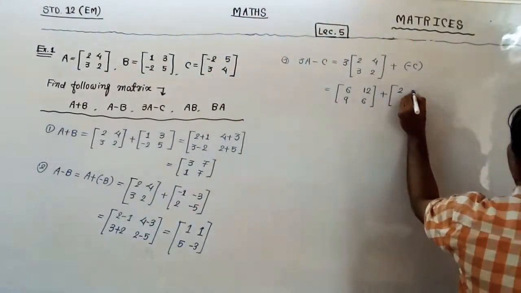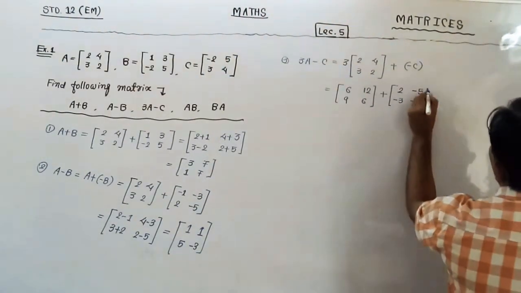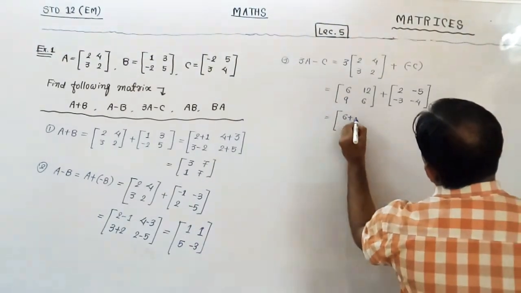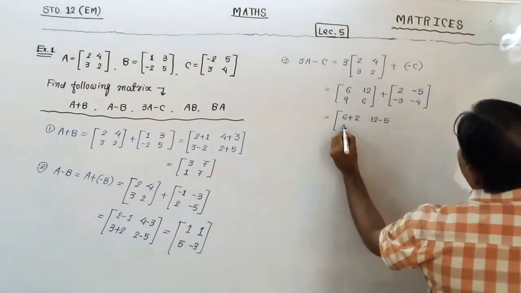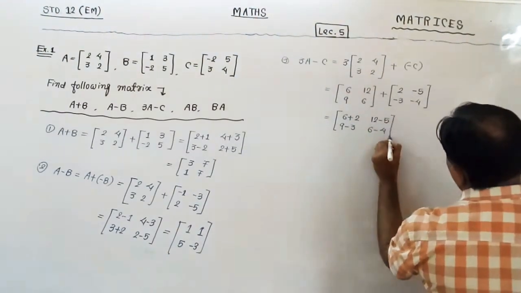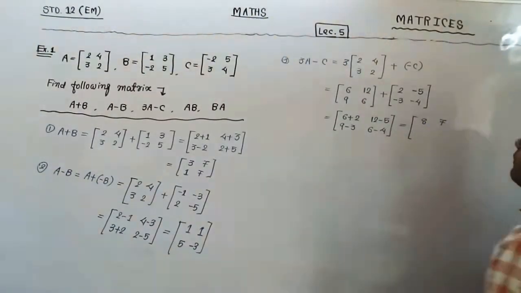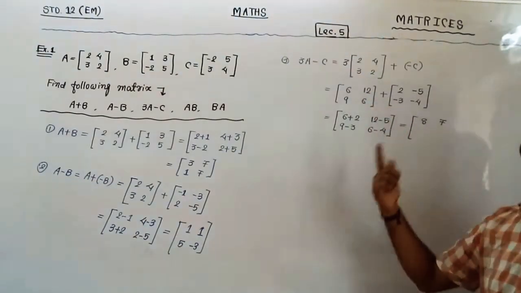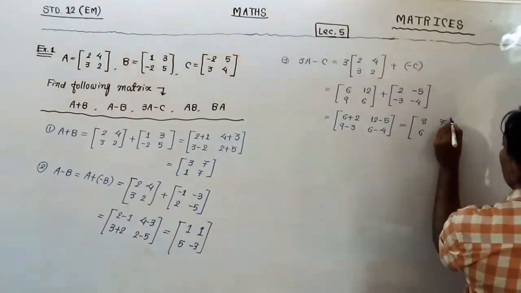So 2 minus 5, that after minus 3 and minus 4, and let us add this matrix. So that is 6 plus 2, 12 minus 5, see here, 9 minus 3, and 6 minus 4. And so the answer is 8, 7, see here, 6 plus 2, 8, 12 minus 5, 7, 9 minus 3, 6, 6 minus 4, 2.